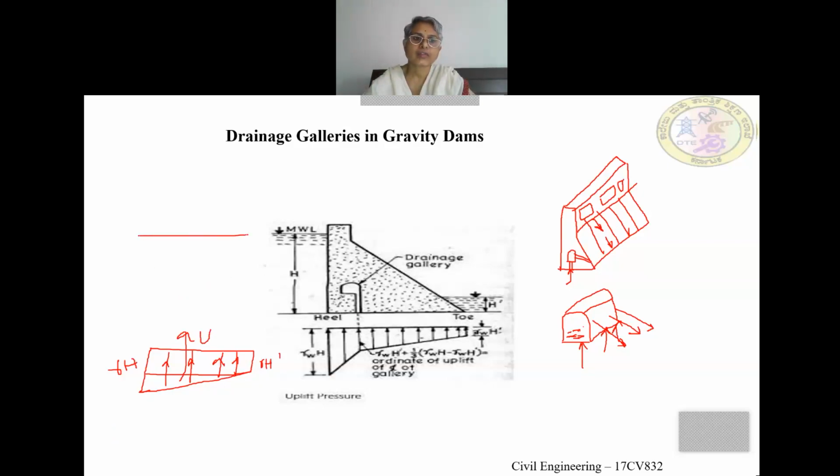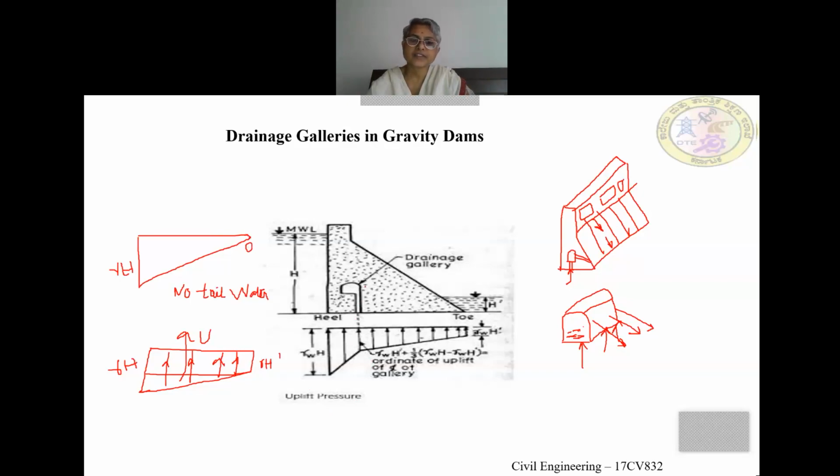And if there is no tail water, the distribution will be like this. Here it will be gamma w h and here it will be 0, because there is no tail water. Tail water is the water which is on the downstream side of the dam. The pressure distribution is like this. This is gamma w h, where h is the height of the water on the upstream side, and here it is 0.